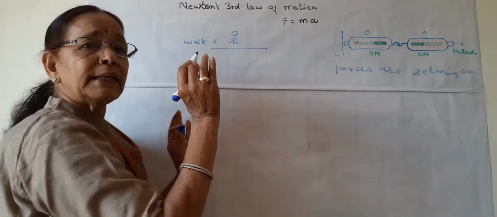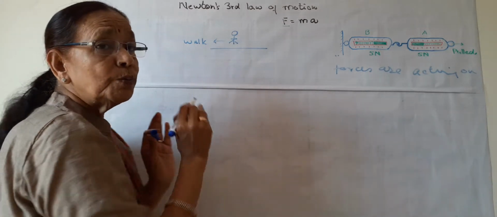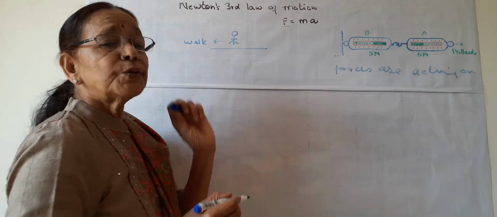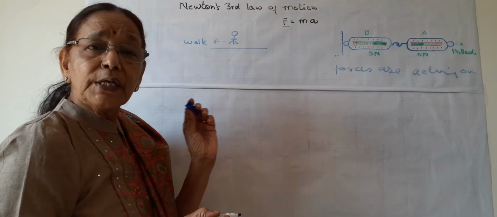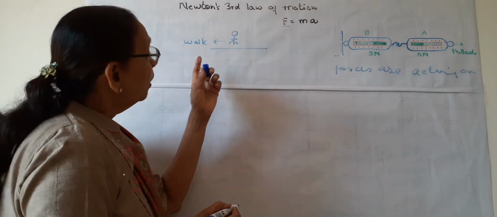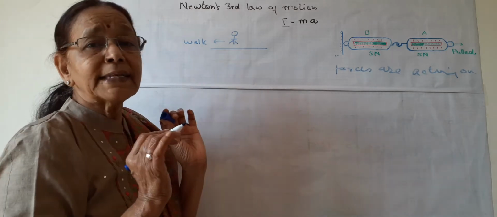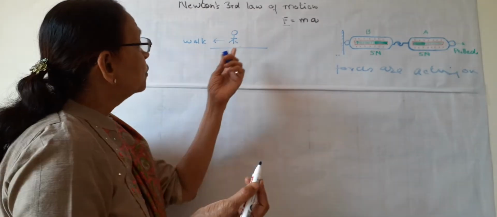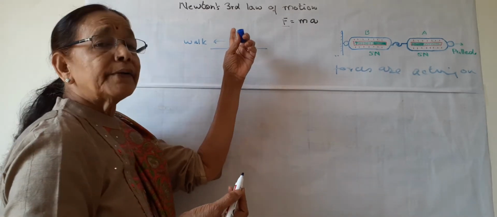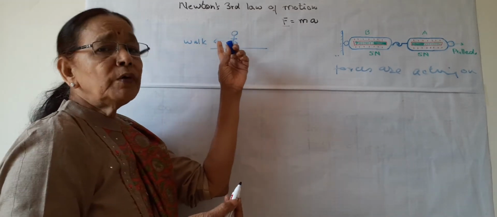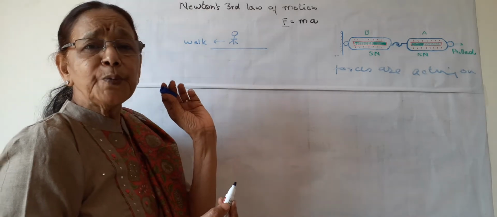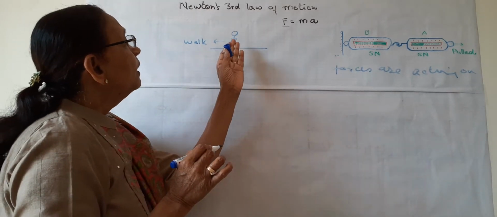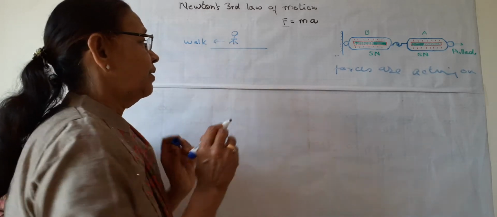At this time he is at rest and he wants to move. So when he wants to move, he has to change his velocity, change his speed, or he needs some acceleration. Change in velocity is acceleration. So when he is at rest and wants to move, his velocity has to be changed, and that is acceleration. So he needs some acceleration.